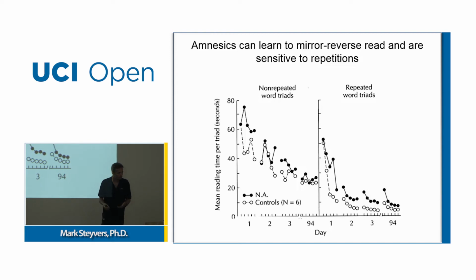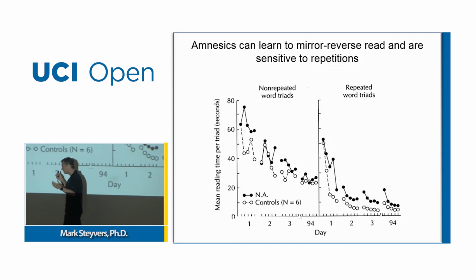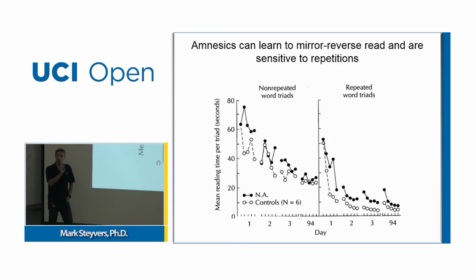It's kind of a painful experiment to be in. It's a very unnatural experience, but you can conduct an experiment with this. And you can do this with normal controls, people like you and me, and you can do this with amnesics. In this case, this was done with one patient, NA, who's a Korsakoff patient, so a severe anterograde amnesic. Now this graph charts the progress over time, in fact, over 94 days of training. Imagine being in that experiment. And the vertical axis measures the reading time per triad, per set of 3.